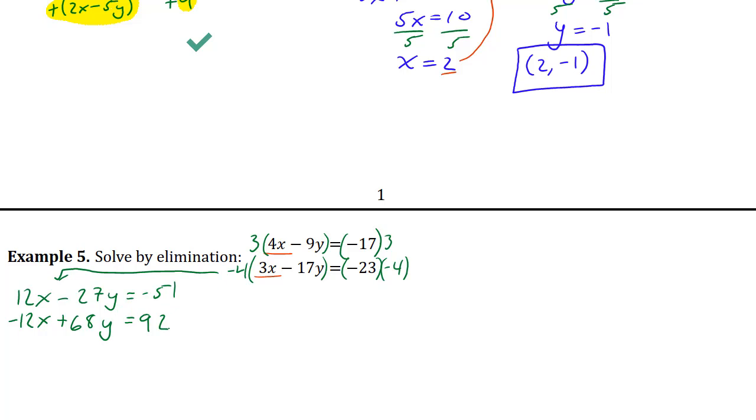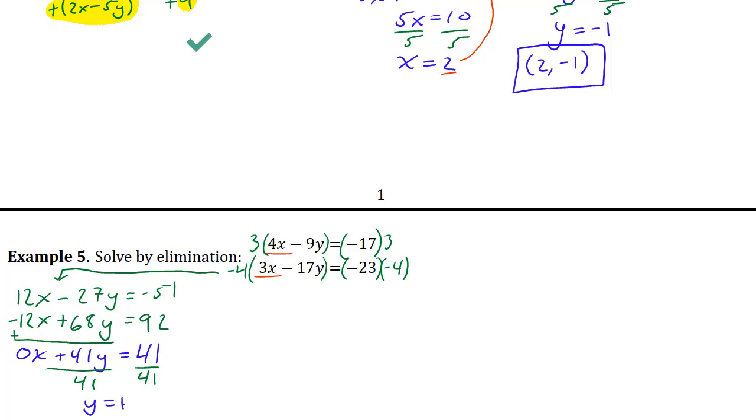And so that makes it so you can then add these together, and 12x minus 12x is just going to be 0x, which is nice. And then negative 27y plus 68y, those like terms will combine to make positive 41y. And over here, negative 51 plus 92 is going to make 41. Isn't that nice? So then you can just divide both sides by 41, and you'll get y equals 1.